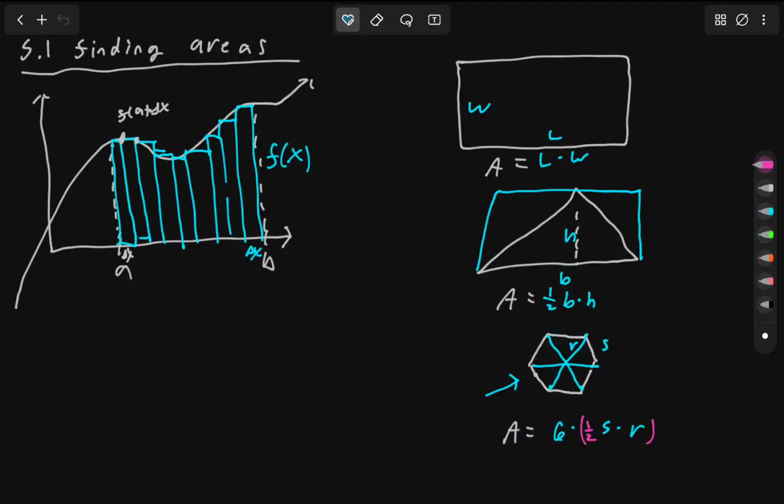In today's video, we're going to be going over topic 5.1, finding areas. So, in general, there's two very big ideas in calculus. One of which is approximation, which we really use in derivatives. Derivatives are these wonderful tools that we use for approximating functions around a certain point.